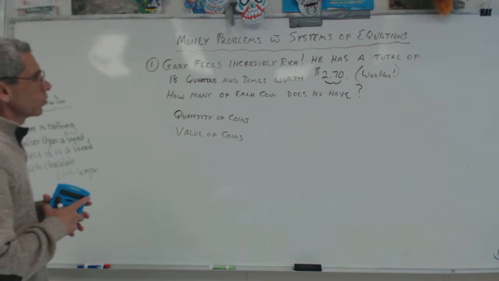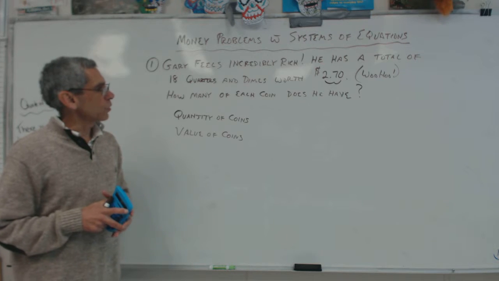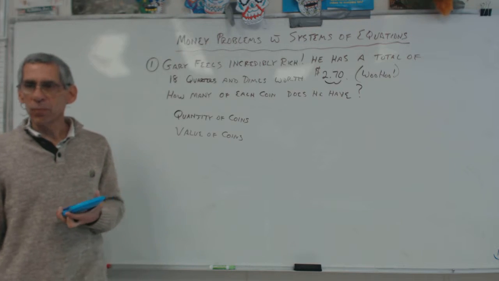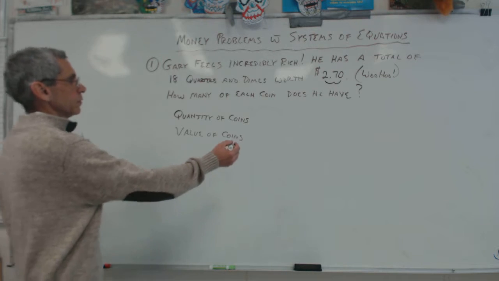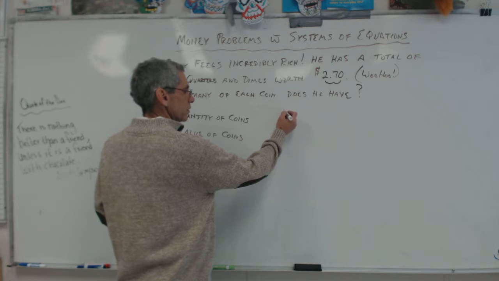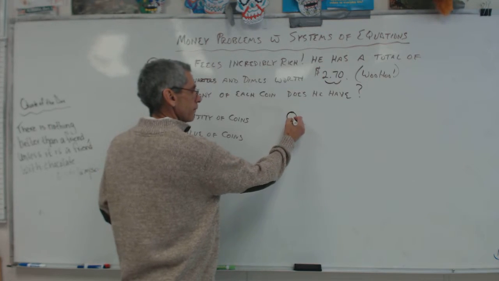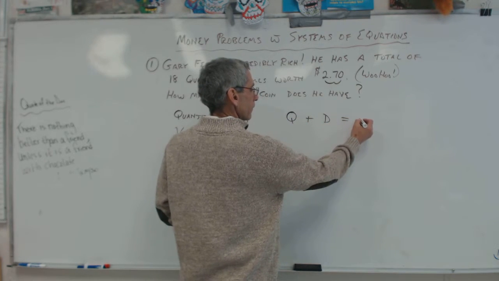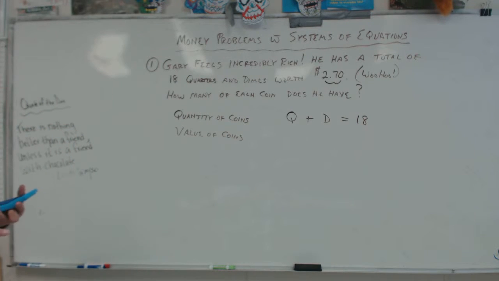Alright, I have 18 quarters and dimes worth $2.70. How many of each coin do I have? So, what is my first equation? First, quantity of coins. Q plus D equals 18. Okay. All right. Zane, what's my next equation?